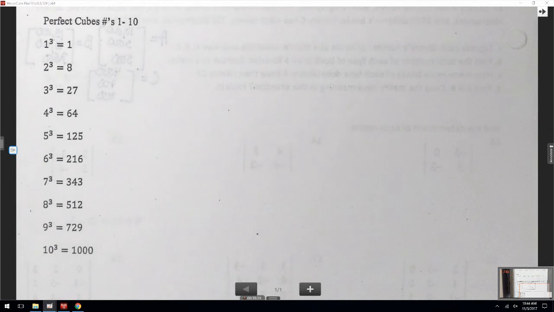Y'all okay? All right, we'll go over it again on Monday, and then Tuesday is your quiz for Complete the Square and Quadratic Formula, and your perfect cubes test, okay?